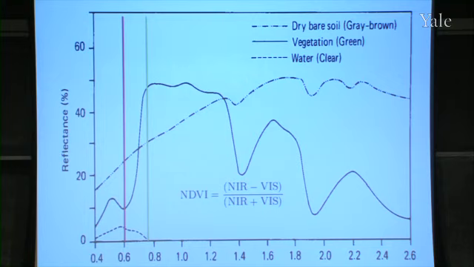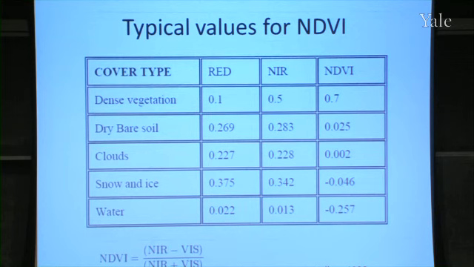And we'll use the contrast between the near IR reflectivity there and the red reflectivity there to build the NDVI. It's NIR minus red over NIR plus red, and that's the NDVI. Now, this has been used for 30 years or more. These are typical values for NDVI.